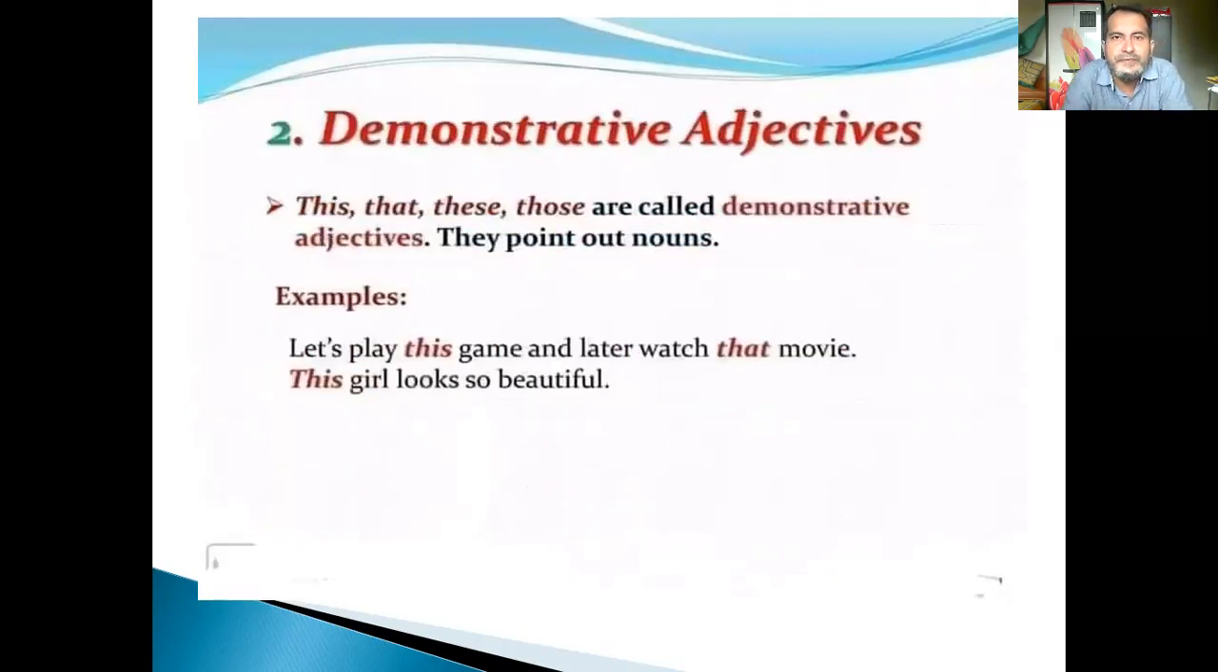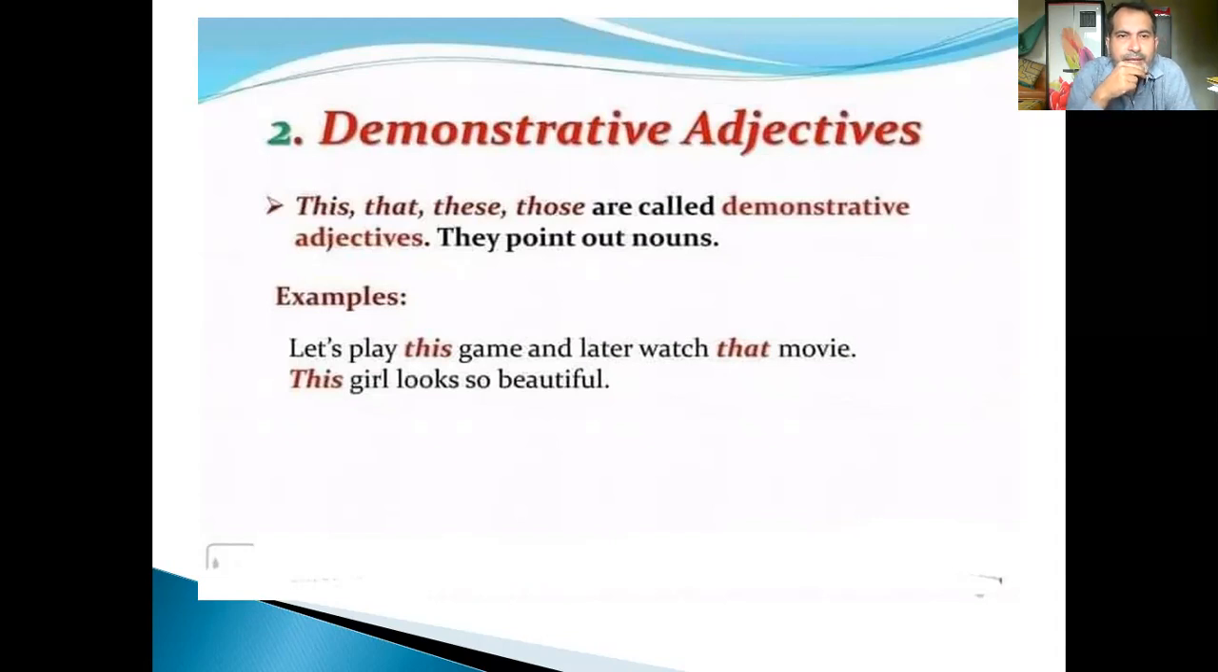Next, we move to demonstrative adjectives. What are demonstrative adjectives? You know all these words: this, that, these, those. These are the words we use to demonstrate, to point out people, point out things. So this, that, these, those are the demonstrative adjectives, and these is the plural form of this, and those is the plural form of that.